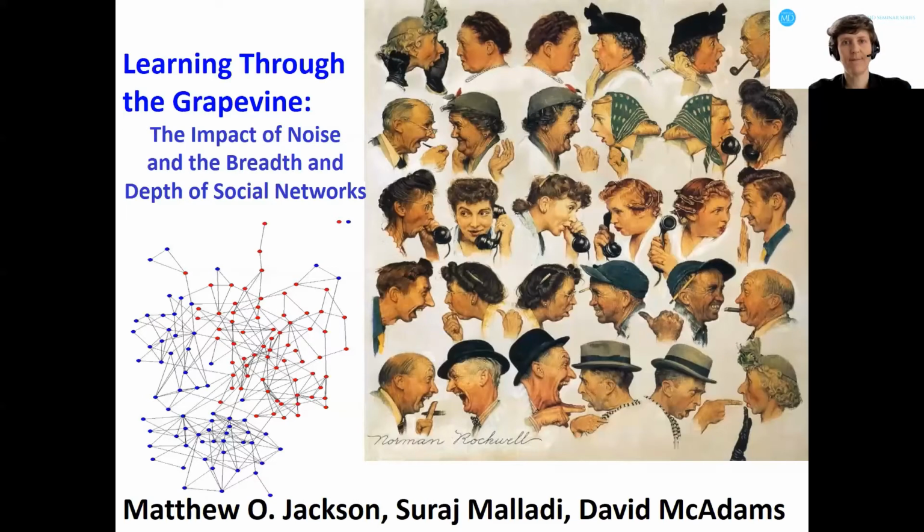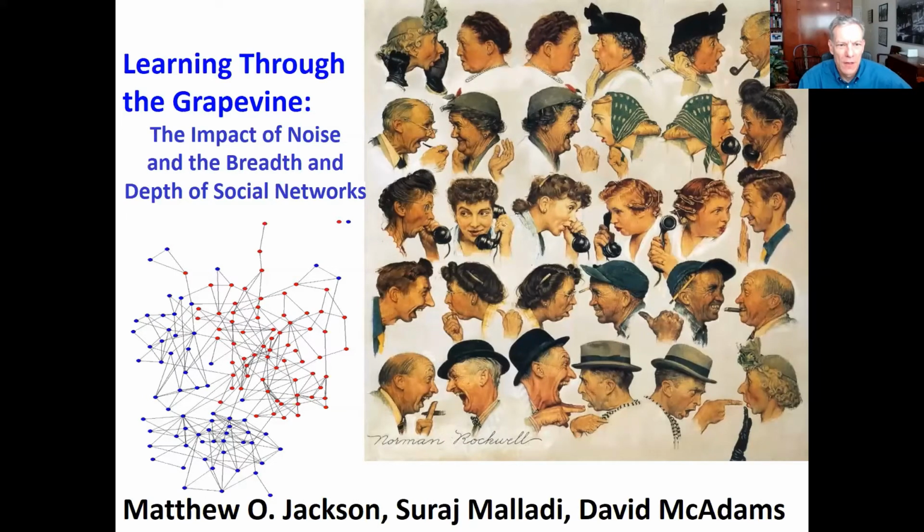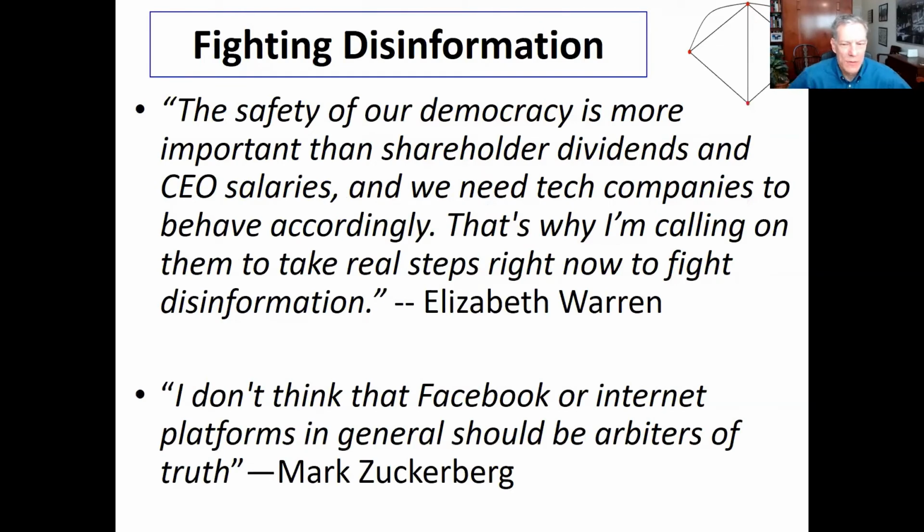So this is a joint project with Suraj Malladi and David McAdams, and I'll start with just a couple of quotes that sort of set the tone for this. So here's a quote from Elizabeth Warren saying that the safety of our democracy requires steps to fight disinformation on the part of companies. And then Mark Zuckerberg's retort that he didn't feel that Facebook or internet platforms in general should be arbiters of the truth.